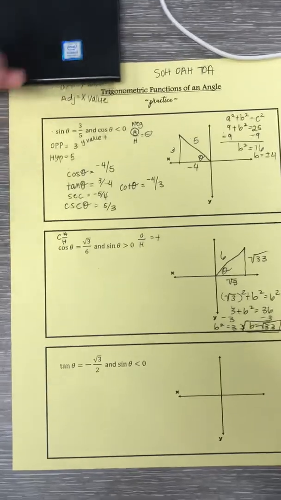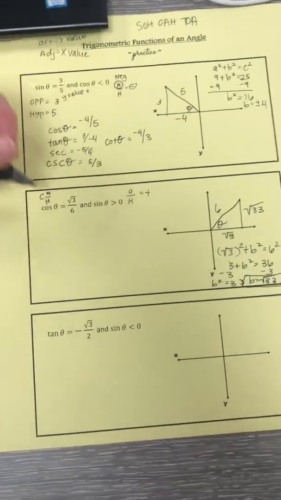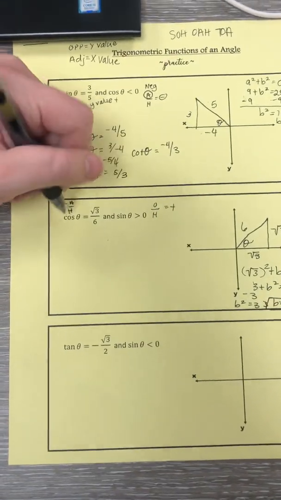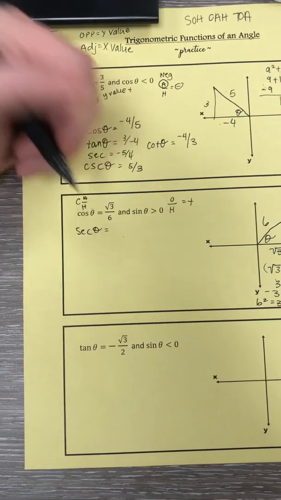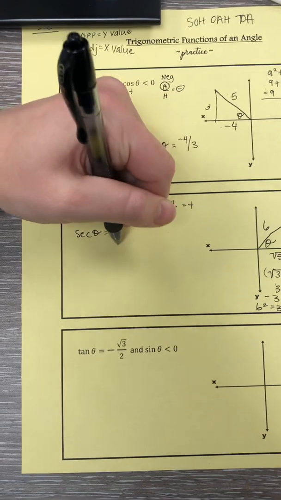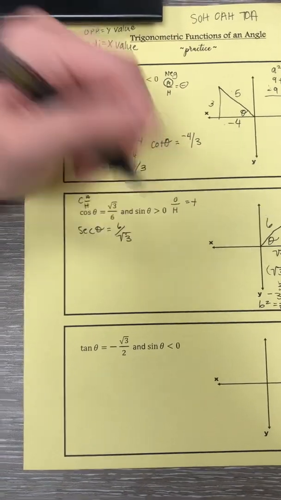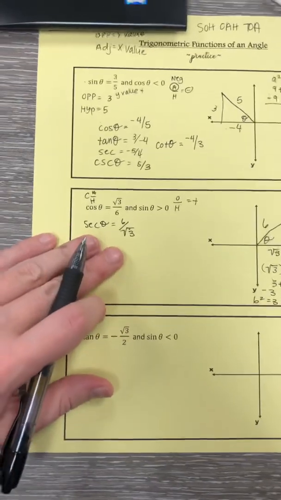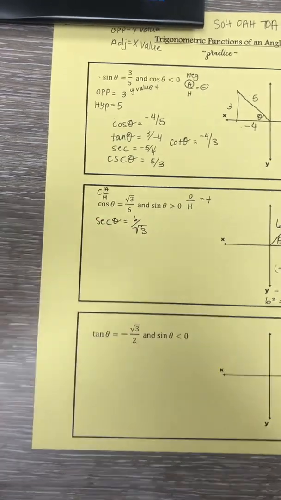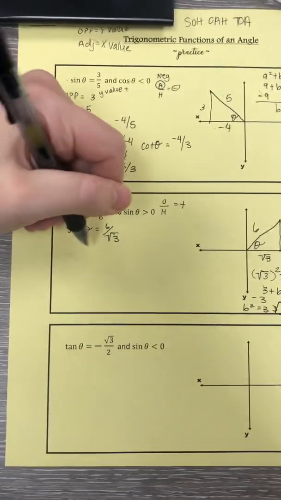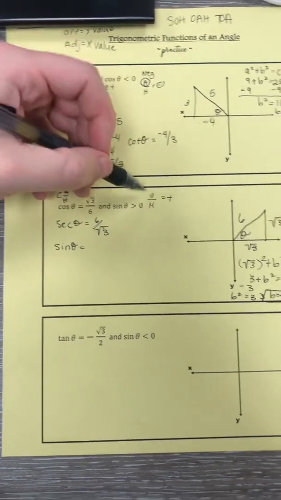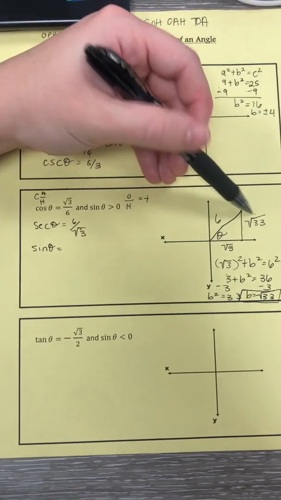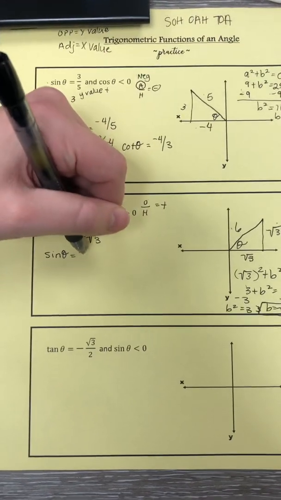Okay, now we're just rewriting all of our trigonometric functions. We already have cosine, so we know that our secant is the reciprocal of cosine. 6 over the square root of 3, and we're not going to worry about radicals. We're just going to leave it just like this. Next we have sine, opposite over hypotenuse, square root of 33 over 6.